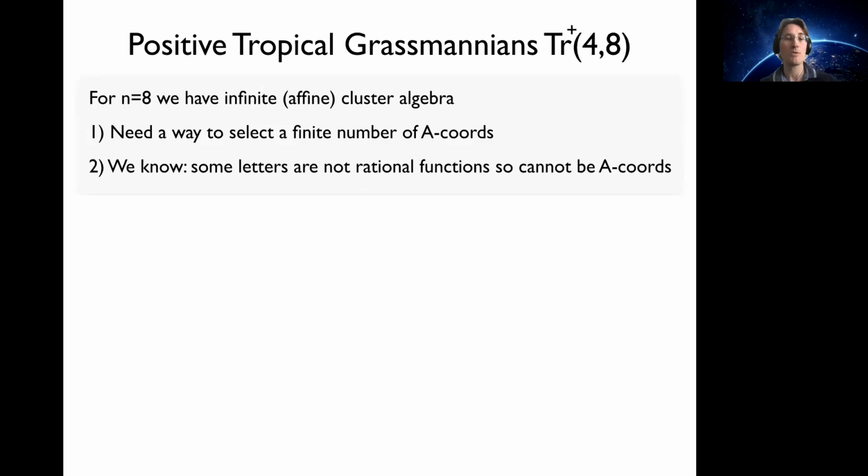Because for n equals 8, we actually have an infinite cluster algebra, and it's of affine type. And this throws up 2 problems immediately. First of all, the most basic, we need a way to select a finite number of A coordinates to be our singularities for a given scattering amplitude, because a given scattering amplitude has a finite set of singularities. Moreover, we also know that some scattering amplitudes have singularities that cannot be A coordinates. They're not rational functions of our z variables, or not rational functions of the Plücker variables.